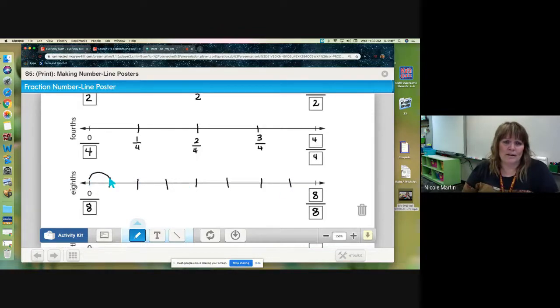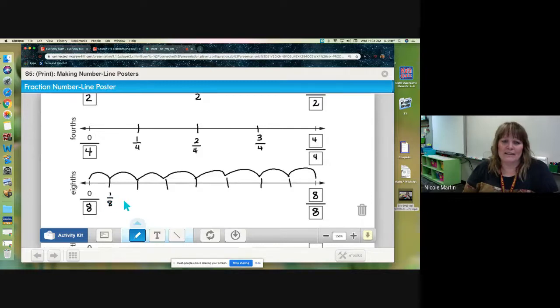So we've got 1 part, 2 parts, 3 parts, 4 parts, 5 parts, 6 parts, 7 parts, and there we have 8 parts. So we've divided our number line into 8 parts. So we can go ahead and add our label in.